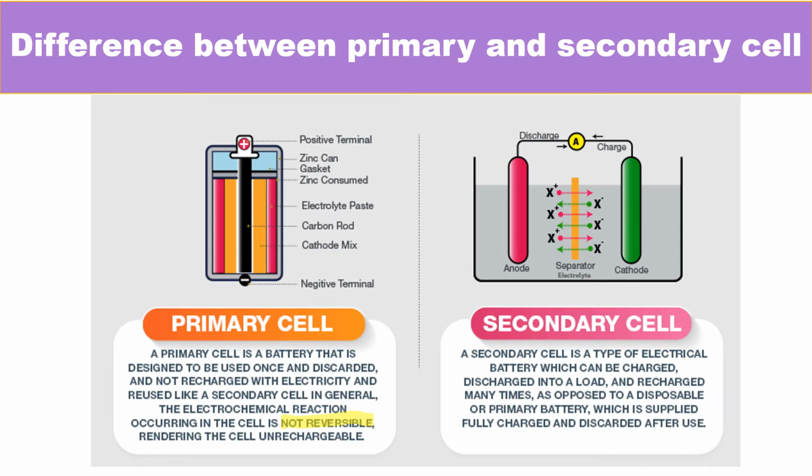A secondary cell, on the other hand, is a battery or cell that can be recharged once it's discharged entirely. You can recharge it many times because the reaction is reversible.